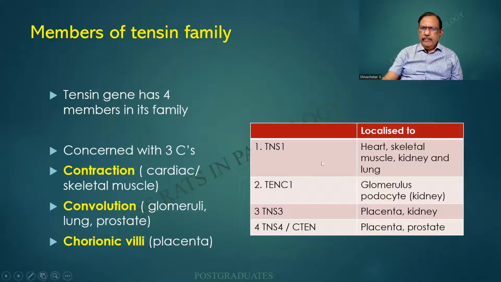So not much. This group of organs or tissues we can remember: the heart, the skeletal muscle, the lung, the glomerulus, placenta, and then prostate. So this particular table we shall memorize. Imagine you are getting this as an essay question. There is nothing wrong in by hearting a small table like this.